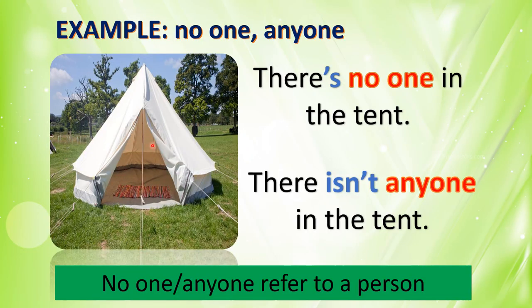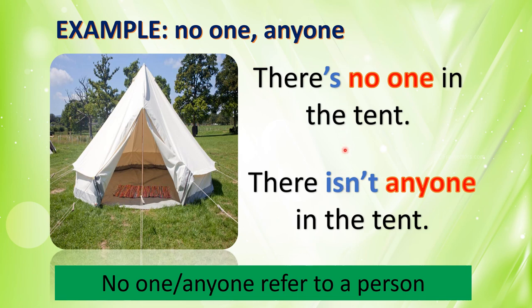Now look at this tent. Can you see anyone inside here? No, isn't it? So there's no one in the tent. There isn't anyone in the tent. So no one or anyone refer to a person.